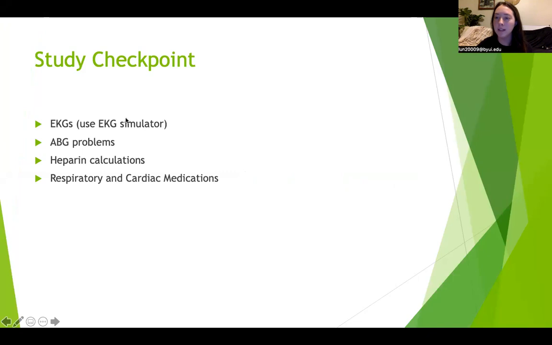your EKGs using the EKG simulator on SimStat, I think. Do ABG problems. Those will show up on tests, but more so on your final OSCE exam. Heparin calculations, now that you went over the heparin protocol. If you come to lab, we can go over those together this week. And then respiratory and cardiac medications, because there's just so many of them.